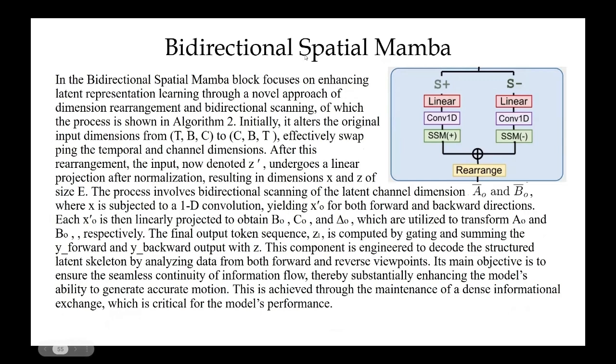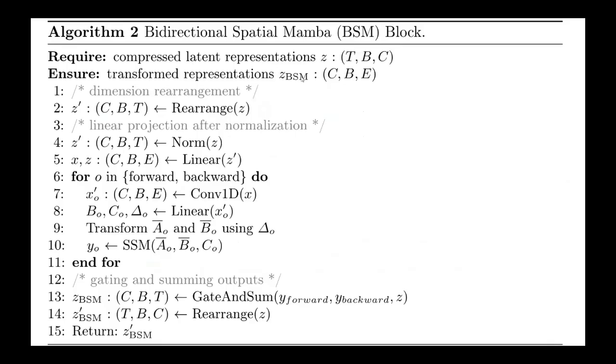Now coming to the bidirectional spatial Mamba. The bidirectional spatial Mamba block focuses on enhancing latent representation learning through a novel approach of dimension rearrangement and bidirectional scanning. The dimension rearrangement is important, because now we are not working on temporal dependency but on spatial dependencies. So the first step, the input is T×B×C only. What we'll do is rearrange it to C×B×T, because now we are working on channel size, not on temporal dependencies.